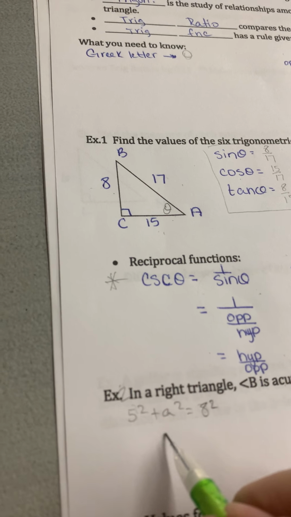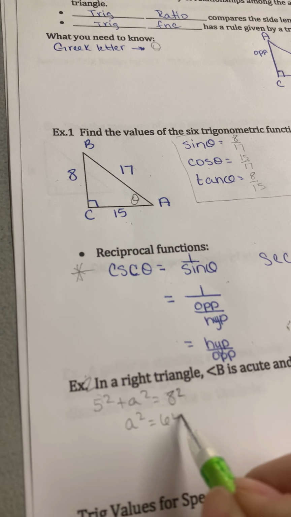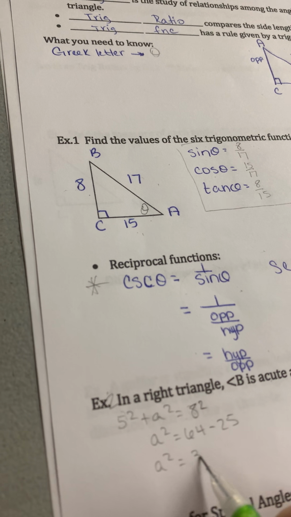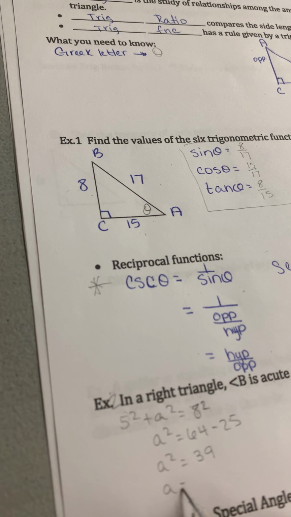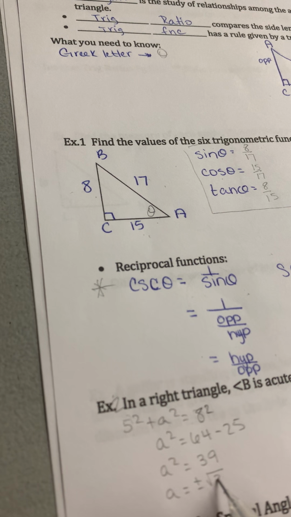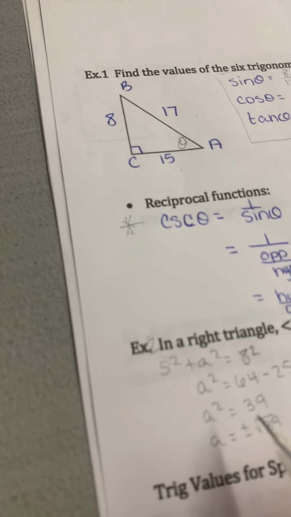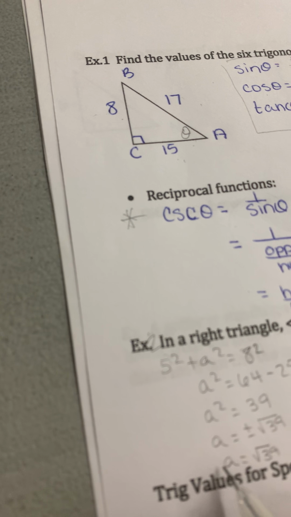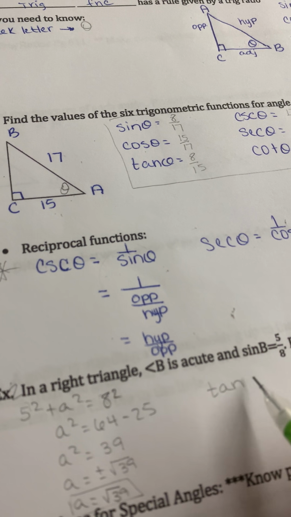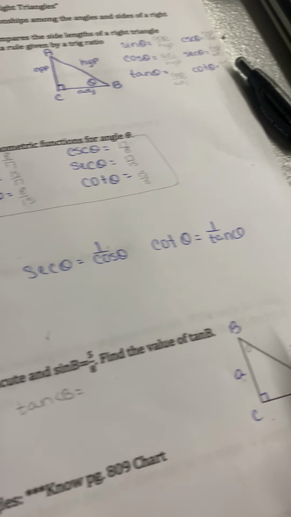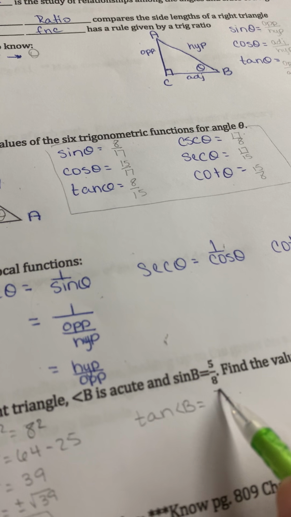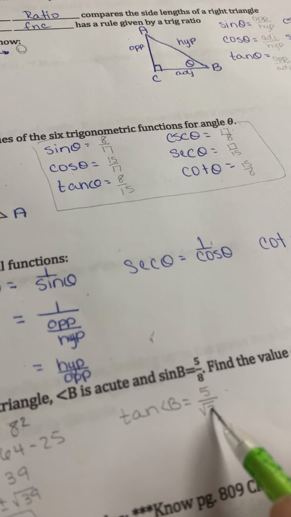So A squared is going to equal 64 minus 25. A squared is equal to 39, so A is positive and negative square root of 39. But since we're dealing with a side, I have to take the positive square root of 39. So there's A. Now, to find tangent of angle B, we know it is opposite over adjacent, so it's 5 over the square root of 39.